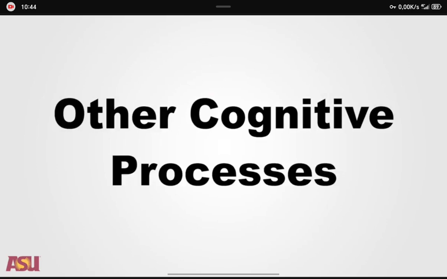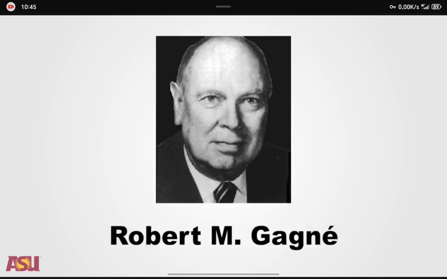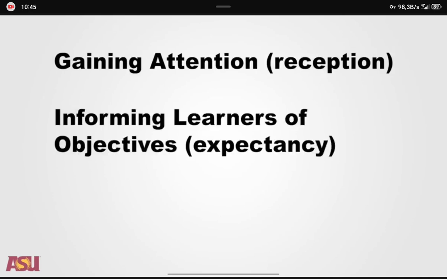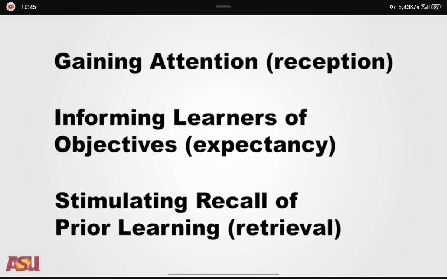Other cognitive processes. There are a number of cognitive processes that we will discuss in our third course about lesson design. In fact, we will loosely base lesson plan design on the work of cognitive scientist Robert Gagne, who suggests a number of different steps of instruction for appropriate learning to take place. In the future, we will discuss such concepts as gaining attention, reception, informing learners of objectives, expectancy, stimulating recall of prior learning, retrieval, and other steps intended to help learners retain information.